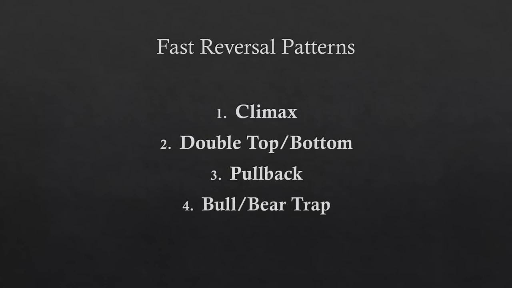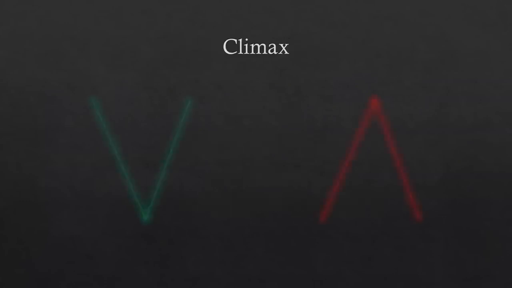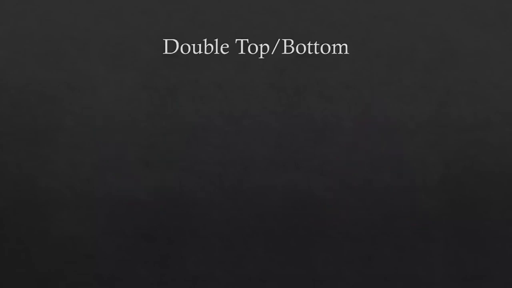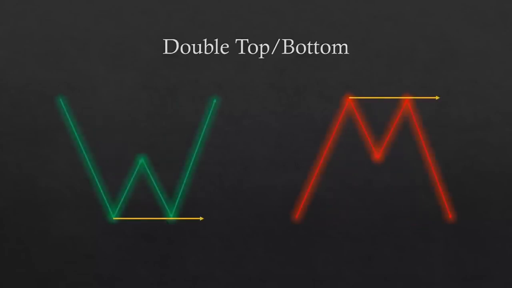The climax is a fast reversal pattern marked by the complete absence of accumulation or distribution phases. The market simply goes from an uptrend directly to a downtrend, or from a downtrend directly to an uptrend without much warning. This is analogous to the V-bottom and V-top patterns. The second fast pattern is the double top or double bottom, which are 2 famous reversal chart patterns.